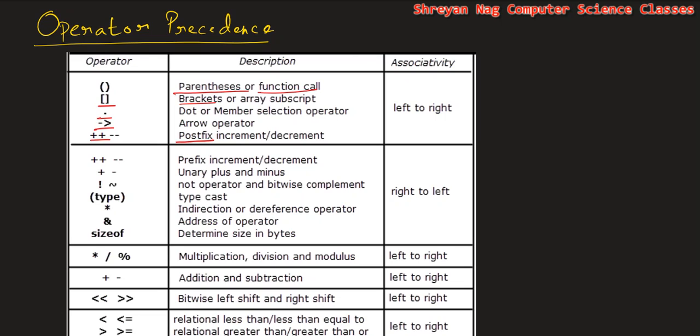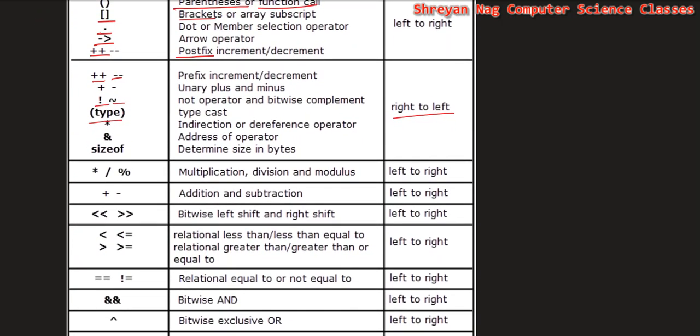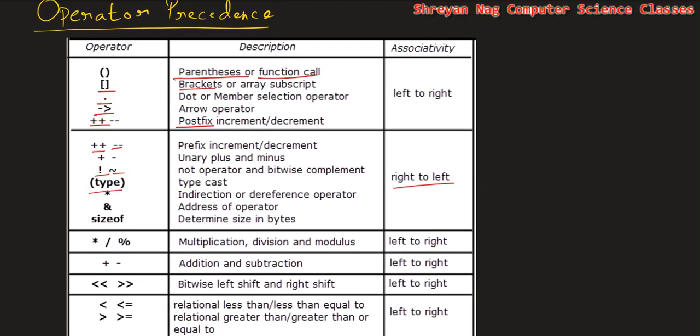Prefix, as I have just said, is when the symbols are before the variables. Prefix can be both increment and decrement. Then unary plus and minus. This is unary because, for example, plus a. Suppose b equals plus a. So this becomes a unary. In that case, the associativity will be right to left. Then the not operator and bitwise complement, typecasting, that is explicit to implicit operation, fall under this. So this is the first level.